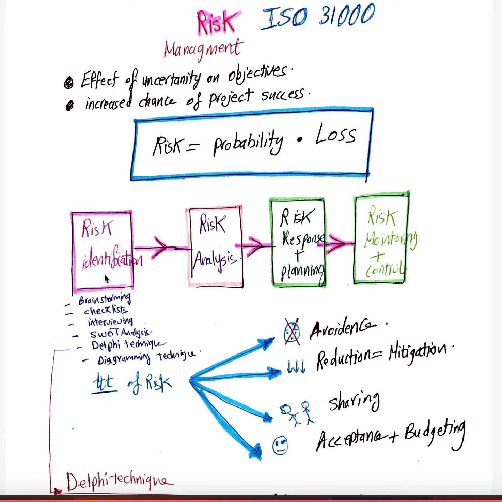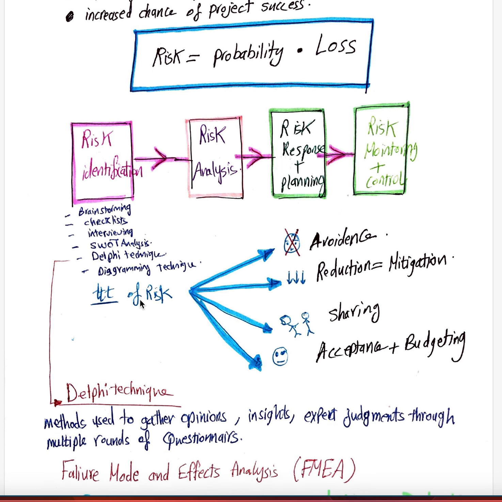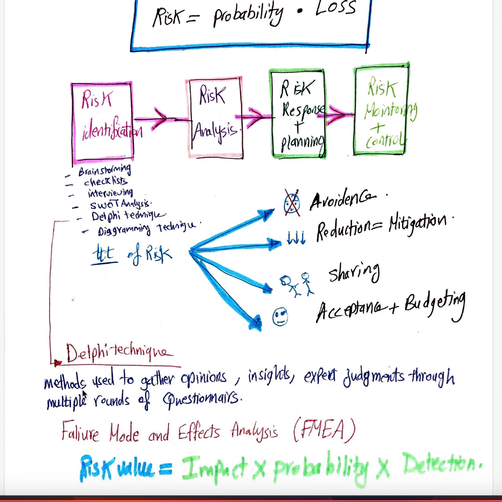But first I will talk about risk identification, how we can identify the risk, how we can say that something is a risk to our project. We can use many techniques like brainstorming, checklists, interviewing, and SWOT. SWOT means S, strengths; W, weaknesses; O, opportunities; T, threats. This is an analysis we have to do for any project. And there is the Delphi technique. What is the Delphi technique?